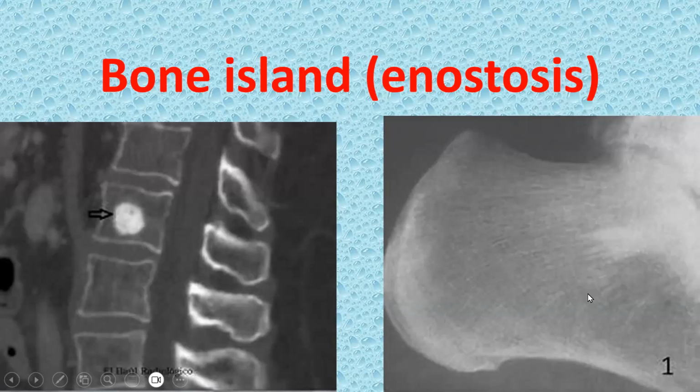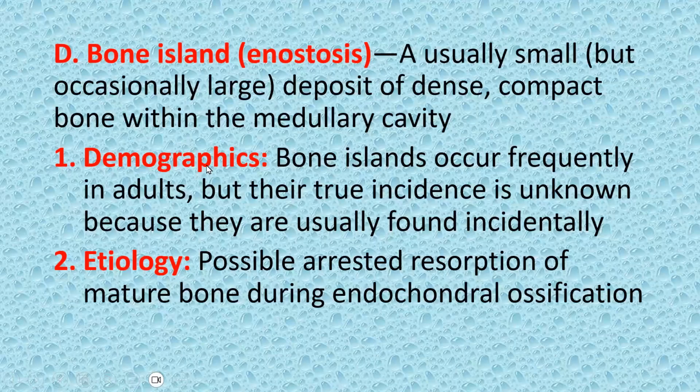Look at the calcaneum. I've seen quite a few in the calcaneum. Look at the serrated edge, like pins coming out of it. This tells you it is an enostosis, a bone island. These are benign lesions. They are usually small, but occasionally they can be large, and it's a deposit of dense, compact bone within the medullary cavity. Don't forget this.